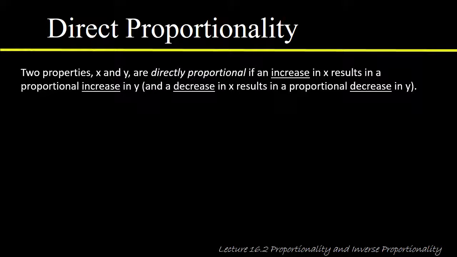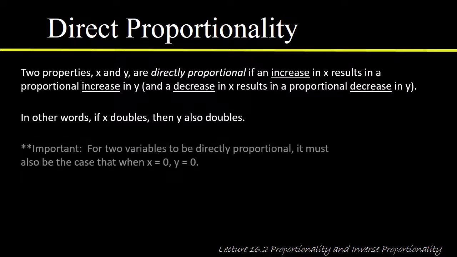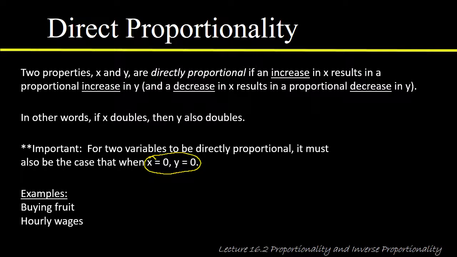So what that means is, for example, if property x doubles, then y also doubles. If x triples, then y triples. If x is increased by a factor of 10, then y would increase by a factor of 10. It also has to be the case for something to be directly proportional that when x is 0, y is 0. So if the amount of one property is 0, then the amount of the other property is also going to be 0.